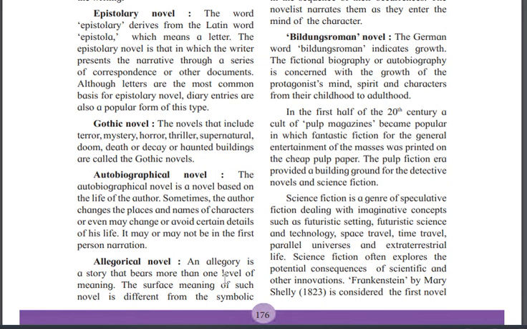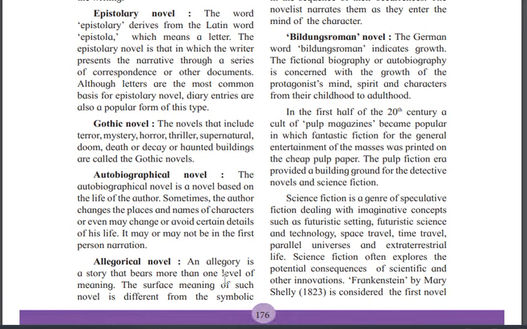Clear? The allegorical novel. The allegory is a story that bears more than one level of meaning. Okay, there's more than one level of meaning. Allegorical means more than one level of meaning.